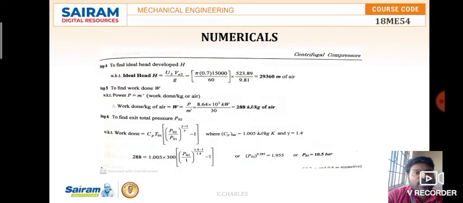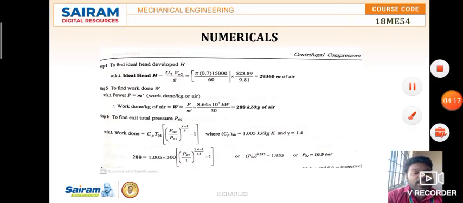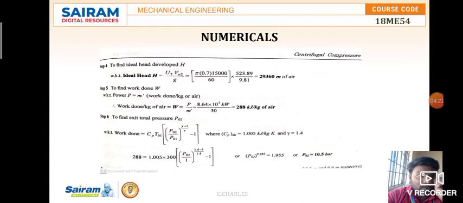Next is to find the ideal head developed, H. Ideal head is equal to U2 Vu2 by g. U2 is pi d n by 60, where the diameter at exit is 0.7 and n is 15,000 rpm divided by 60, into Vu2 taken as 523.89, divided by g equal to 9.81. So it comes to around 29,360 meters of air.